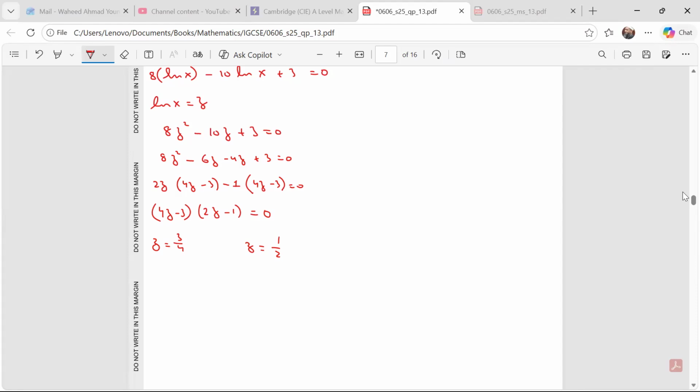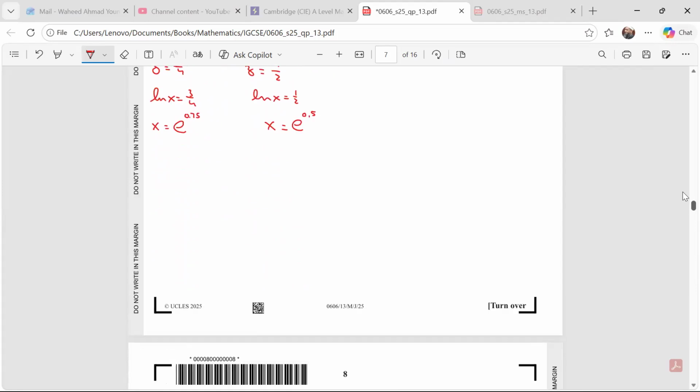But remember, z is equal to log x. So log x is equal to 3 by 4, and here log x is equal to 1 by 2. If I convert from logarithmic form to exponential form, x equals e to the power 3 by 4, which is 0.75, and x equals e to the power 0.5. So these are the two solutions for this equation. I will stop here.